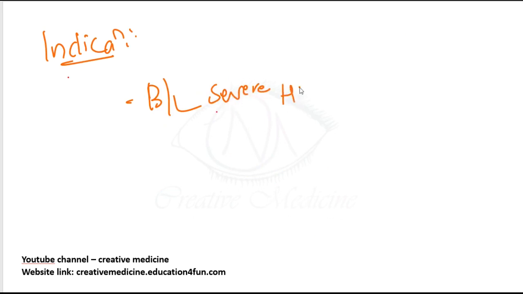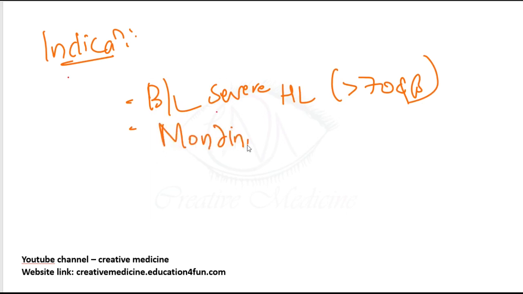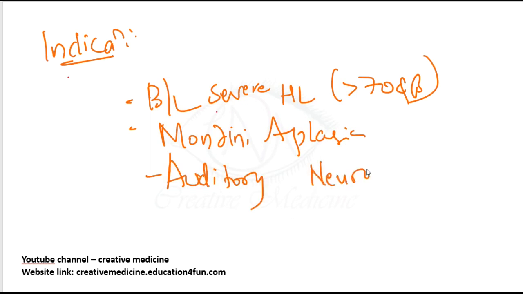So what are the indications of cochlear implants? Indications are bilateral severe hearing loss of more than 70 decibels, or if the patient has not benefited from hearing aids given for sensorineural hearing loss, or if the patient has Mondini's aplasia, or if the patient has auditory neuropathy. So all these are the indications of cochlear implants.